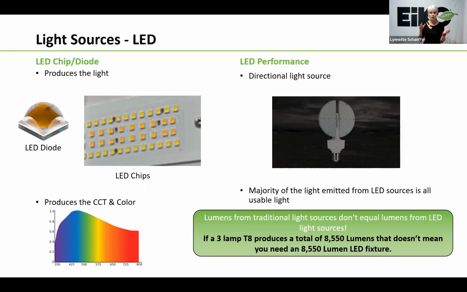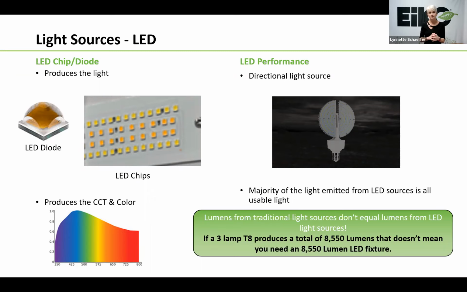So the key thing to take away here is that usable lumens from a traditional light source do not equal usable lumens from an LED light source. So let's just take an example. Let's say you have a 3-lamp T8 fixture and the lamps together produce a total of 8,550 lumens. And that's what it says on day one, okay?